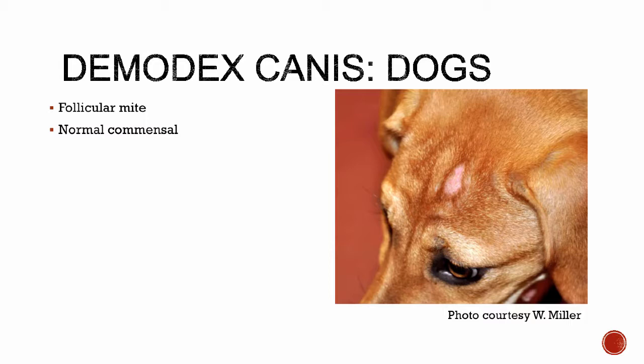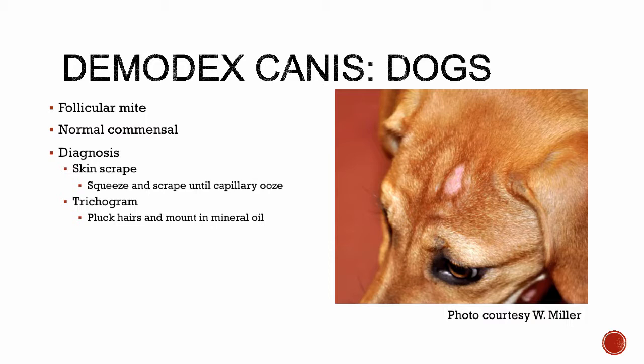So what's going on with this dog? Yeah, immunosuppressed, overgrowth. Now we've got a reaction to that, and so we've got a generalized problem. We're going to do a skin scrape, squeeze it till we've got capillary ooze. Also do that trichogram. I love Dr. DeTar's suggestion of one on each side. You pull the hairs and stick it on the other side, because it is a follicular mite and you will find them at the base of the hairs when you pull those hairs out. So do the scrape, do the pluck, look under the microscope, find your Demodex.